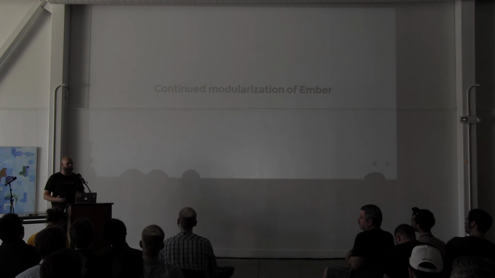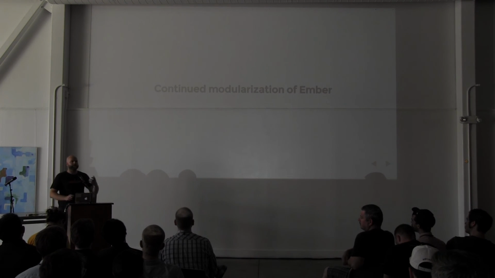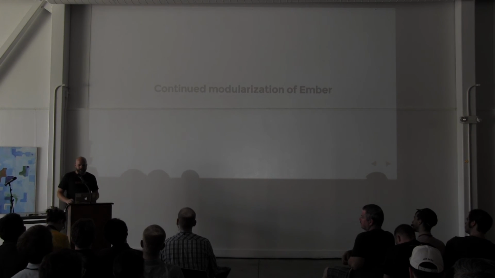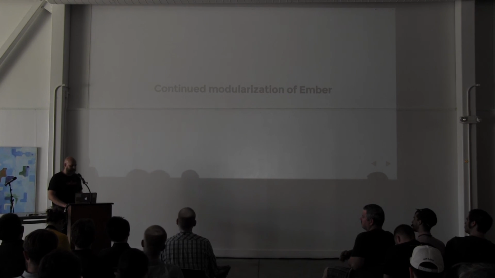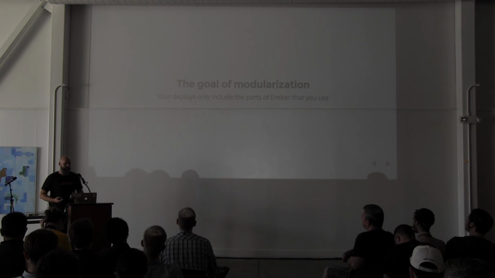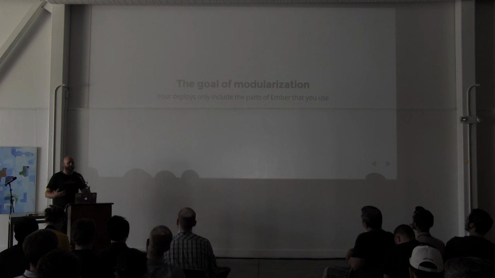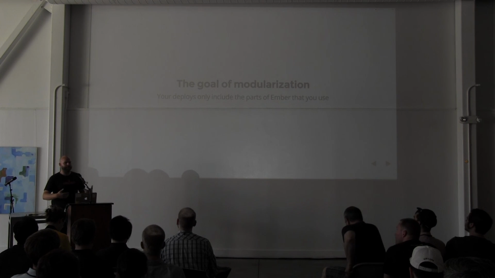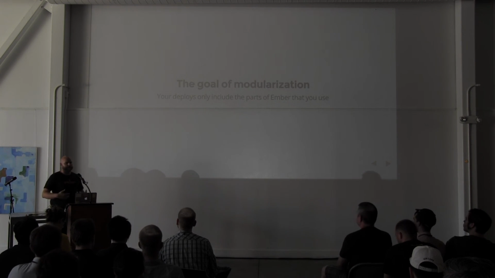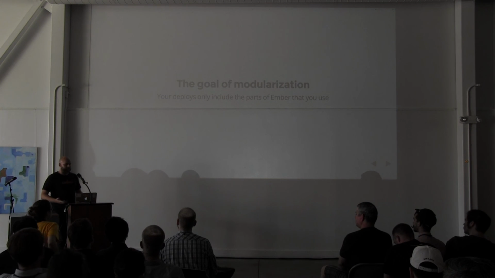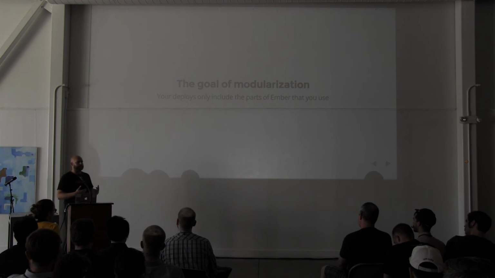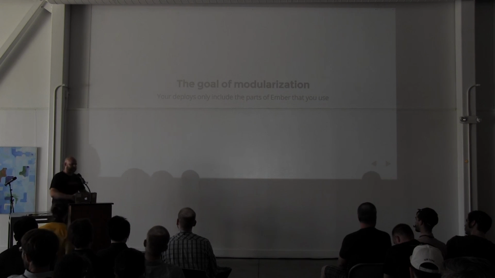I think the ultimate goal of this modularization work that we've been doing, you might have heard that Ember is now using ES6 modules in the Ember source code. So yeah, that's part of the path. That's the first step in this direction. But the ultimate goal here, and this is an Ember CLI feature as well, is that your deploys only include the parts of Ember that you actually use, right? Again, this is another big deal for mobile applications, where if your big boot time cost is interpreting JavaScript, then you want to push out as little JavaScript as possible.